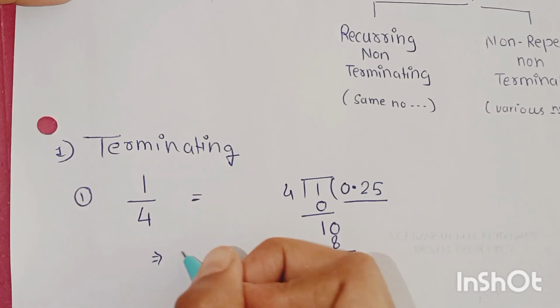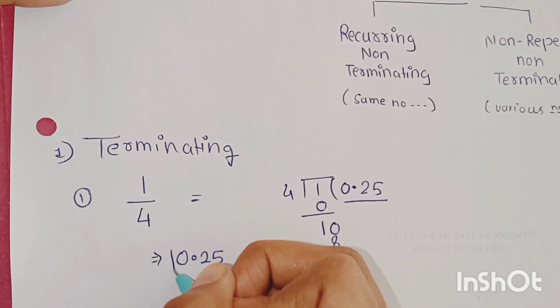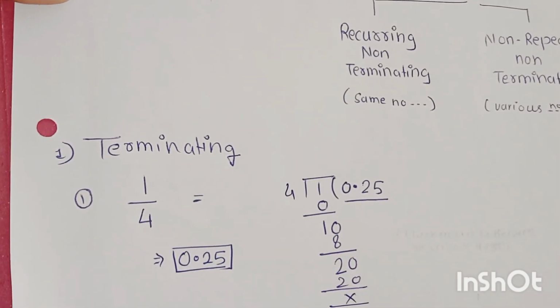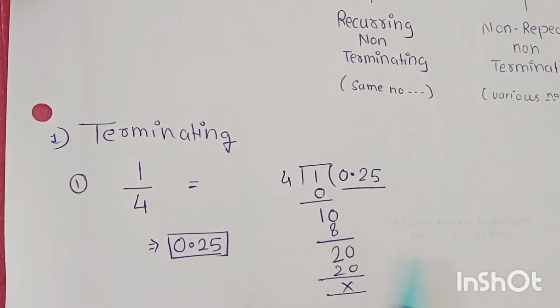1 upon 4 is in fraction form and 0.25 is in decimal form. And this is totally done. Therefore, it is a terminating number.